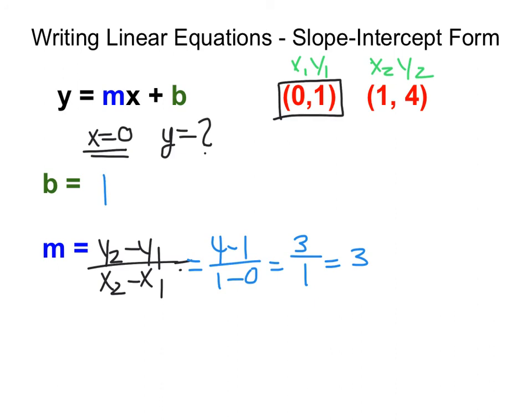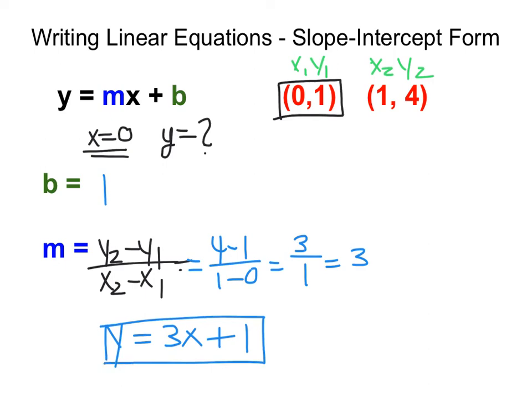Now I have the pieces I need to write my equation in slope-intercept form. Y is equal to, my slope is 3, so 3x plus my y-intercept is 1. So the equation is y is equal to 3x plus 1.